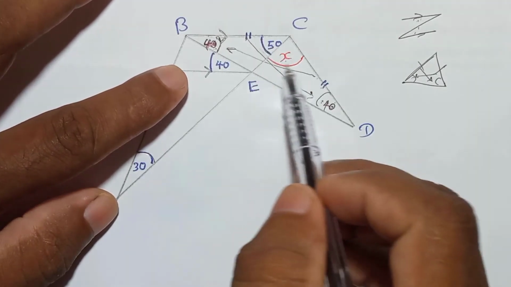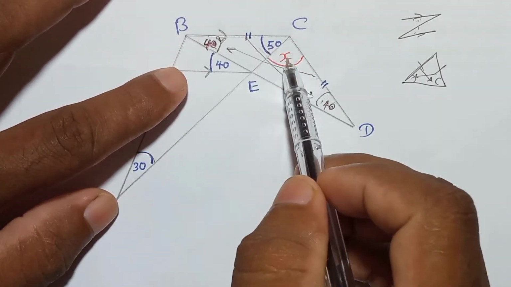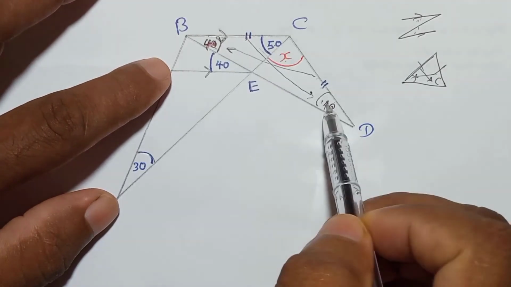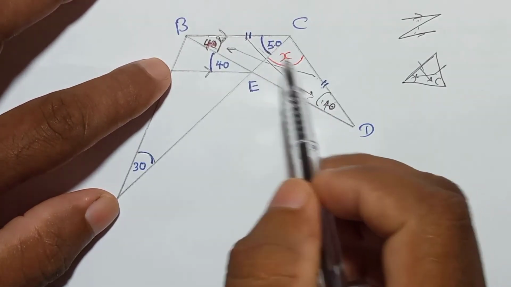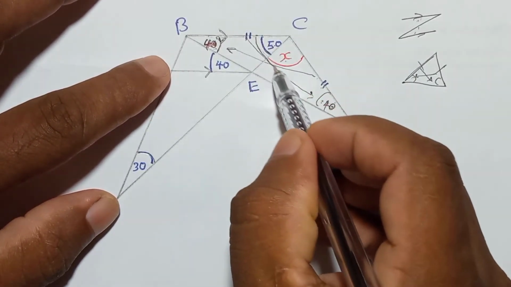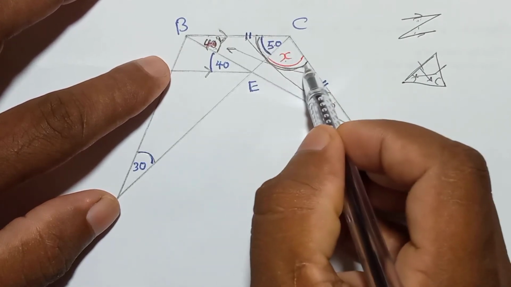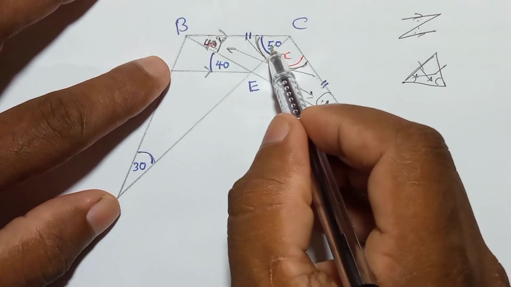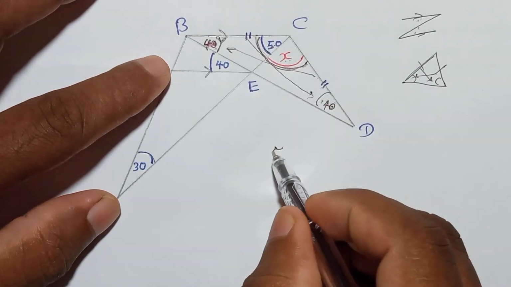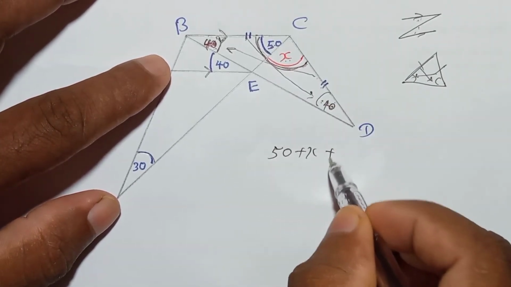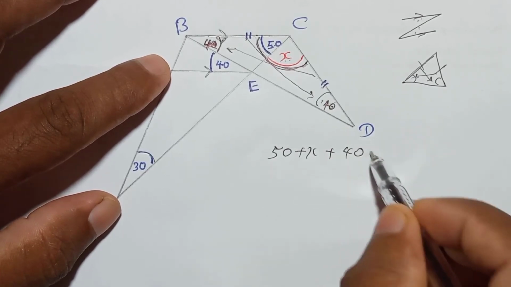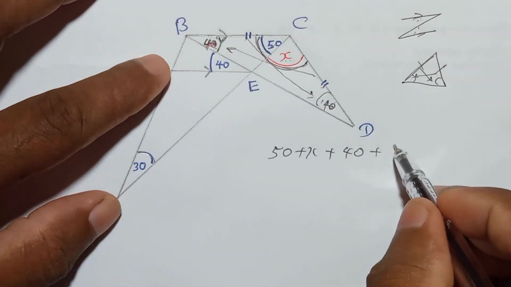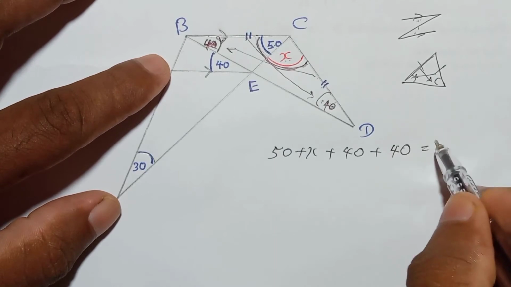Here this complete angle we can think of as 50 plus x. This must add up to 180. This is one complete angle, no? So that's why we can think this angle size is 50 plus x. So I can write 50 plus x plus 40 plus this angle 40 should be 180.